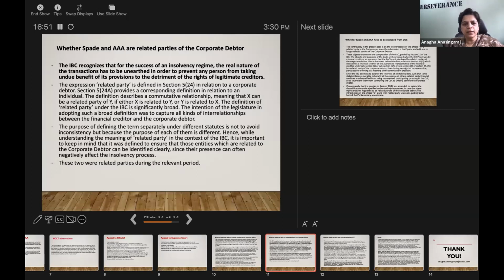Now, the purpose of defining the term separately under different statutes is not to avoid inconsistency, but because the purpose of each is different. For the context of each law, like we have seen, the definition under the Companies Act is different, and the context of the definition for IBC is different. So that is what they are discussing here in this para. Hence, while understanding the meaning of a related party in the context of the IBC, it is important to keep in mind that it was defined to ensure that those entities which are related to the CD can be identified clearly, since their presence can often negatively affect the insolvency process. And these two were related parties during the relevant period, is what the Supreme Court has upheld.